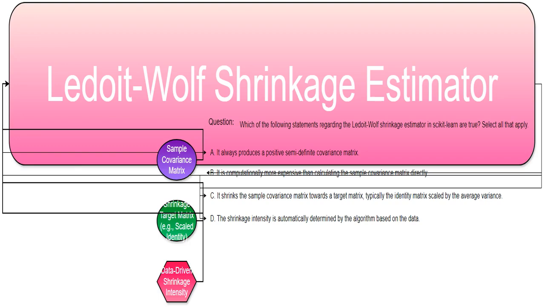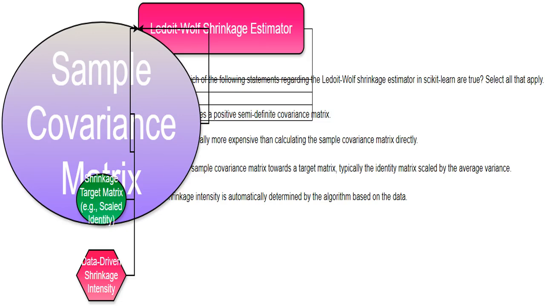Makes sense? This is a fancy name for a method that improves upon the regular way of calculating covariance. It's a smarter way to estimate the covariance matrix of financial time series data. It's especially helpful when you have a lot of variables, high-dimensional data, which is common in finance. The sample covariance matrix isn't always reliable in those scenarios. Ledoit-Wolf tackles that problem.